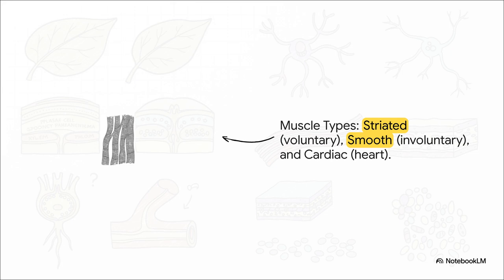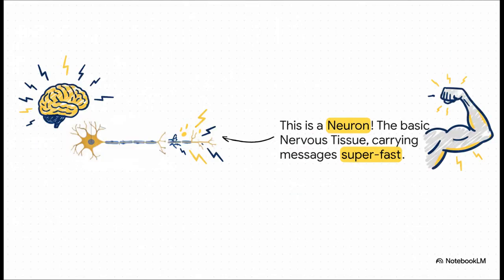And then there's the superstar, cardiac muscle. It's only in your heart, and it works tirelessly your whole life. Just amazing. And what runs our control center? These incredible cells called neurons.